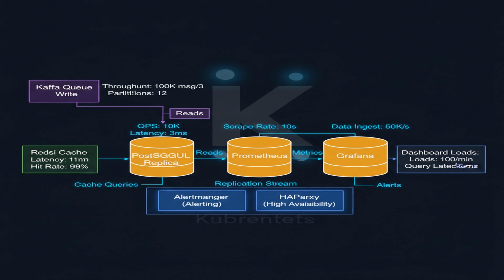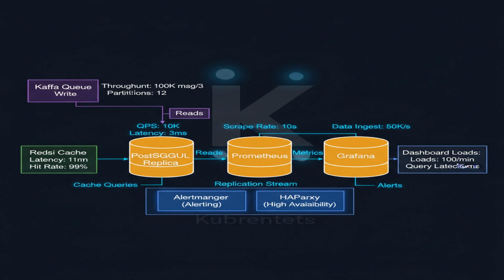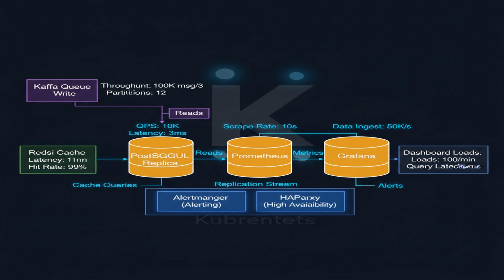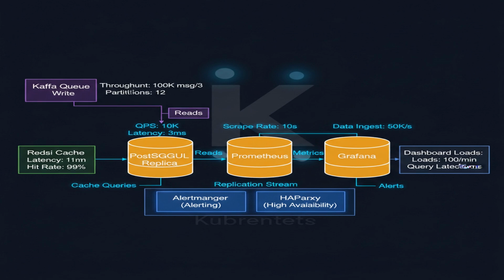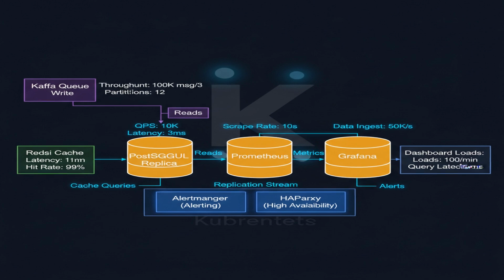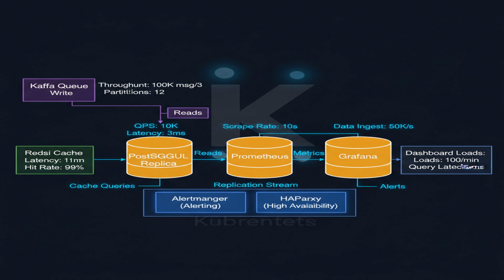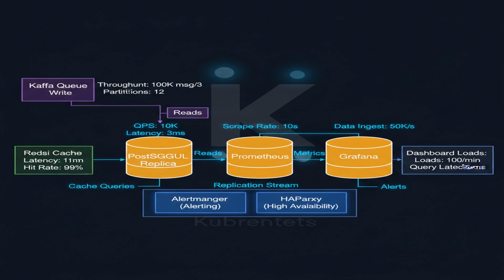Now let's consider reliability. For fault tolerance, we'll use multiple replicas of our Postgres database. If one replica fails, Kubernetes will automatically fail over to another. We'll also implement monitoring and alerting to detect storage issues. We can use Prometheus and Grafana to monitor storage utilization, I/O performance, and error rates. Alerts can be configured to notify us when storage is running low or when I/O latency exceeds a threshold.